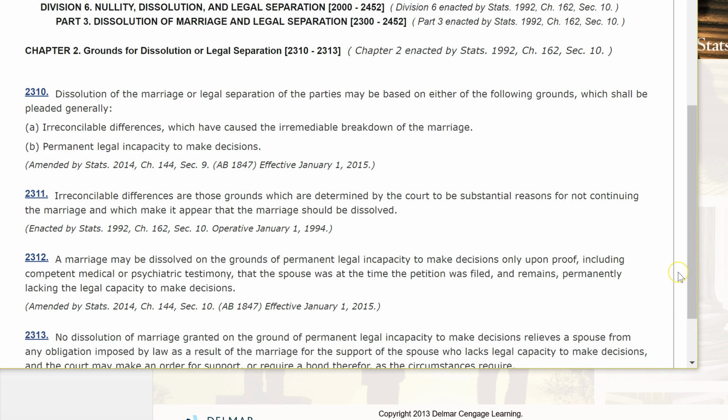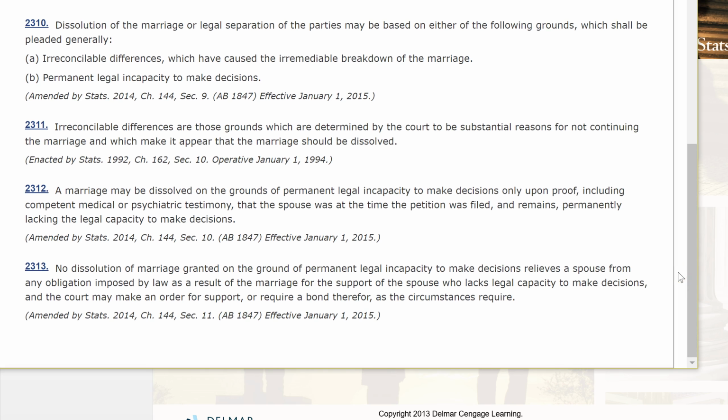Now, it goes on further to say a marriage may be dissolved on the grounds of permanent legal incapacity to make decisions only upon proof, including competent medical or psychiatric testimony, that the spouse was at the time the petition was filed and remains permanently lacking the legal capacity to make decisions.